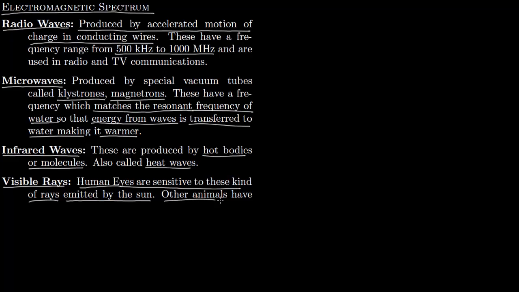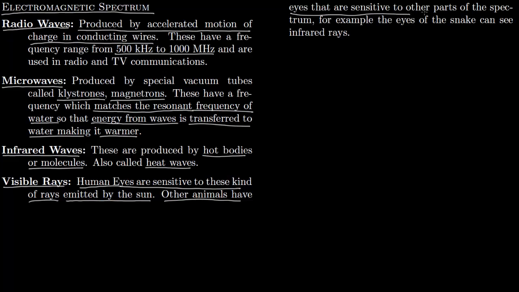So other animals have eyes that are sensitive to other parts of the spectrum. For example, the snake can see infrared rays. So for example, if it is completely dark, the human eyes would not be able to see anything, but a snake can spot a warm human body or a warm body of a rat because it can see infrared rays.